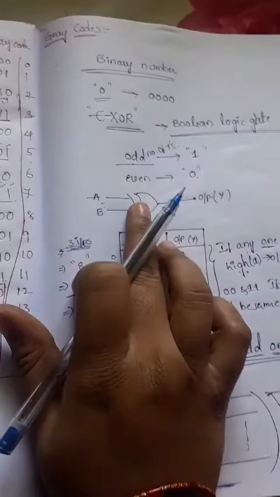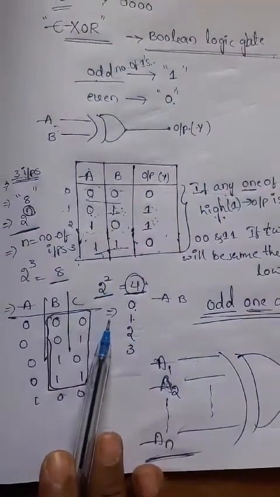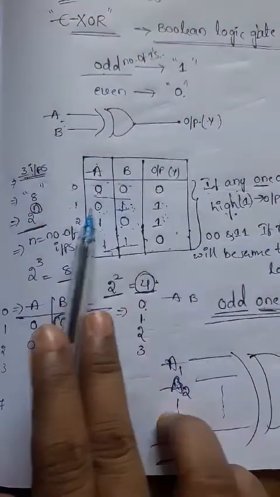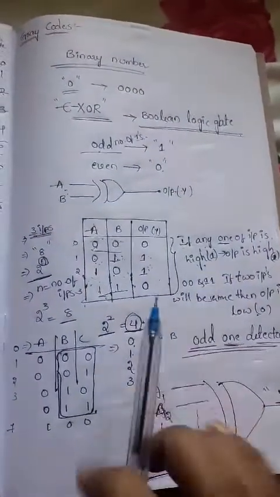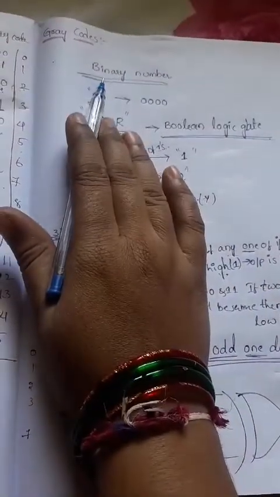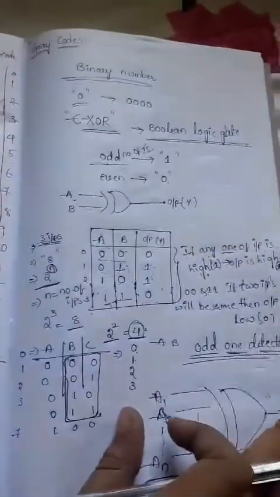By using this two-input XOR gate, we need to convert a binary number into gray code. For two inputs we have four combinations: 0 0, 0 1, 1 0, and 1 1, and the output is like this. This is the complete explanation about the XOR gate. Now we are going to discuss converting a binary number into gray code, and for this we need this operation.